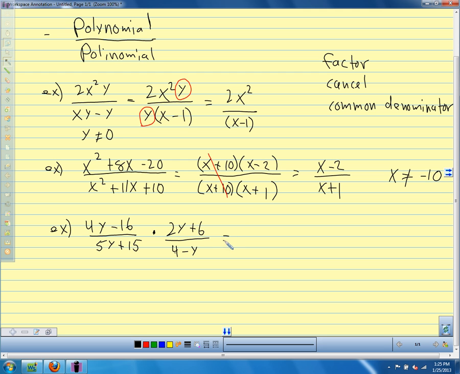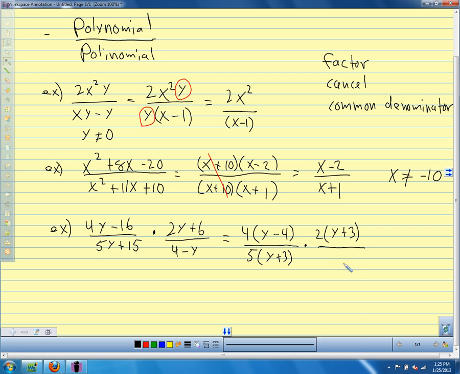So, what could I factor out of the numerator here? What's common to both terms? A 4. So I'm going to factor out this 4. So I'm going to write this as 4 times y minus 4. What can I factor out of the denominator here? 5. So I'm going to write this as 5 times y plus 3. And I'm multiplying, what can I factor out of the numerator here? 2. Y plus 3. Oh, look at that. I have a y plus 3 and a y plus 3. So we get to cancel.